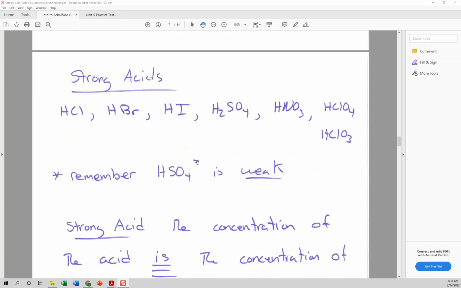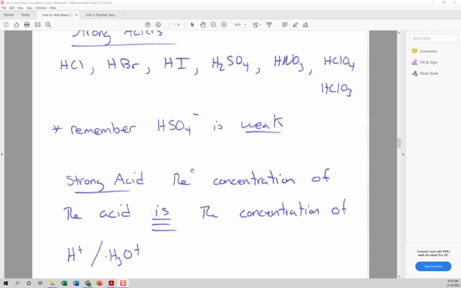Note that HSO4 minus is weak. So when we see H2SO4, it completely dissociates, but it's only the first H plus that dissociates. So all of H2SO4 in solution will become one H plus ion and then this ion, HSO4 minus. But this ion won't 100% dissociate. Okay. So what do we need to know about strong acids?